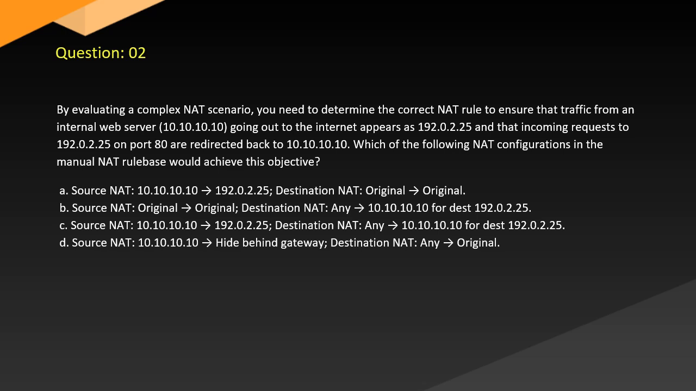A. Source NAT 10.10.10.10 to 192.0.2.25, destination NAT original. B. Source NAT original, destination NAT any to 10.10.10.10 for destination 192.0.2.25. C. Source NAT 10.10.10.10 to 192.0.2.25, destination NAT any to 10.10.10.10 for destination 192.0.2.25. D. Source NAT 10.10.10.10 hide behind gateway, destination NAT any original.